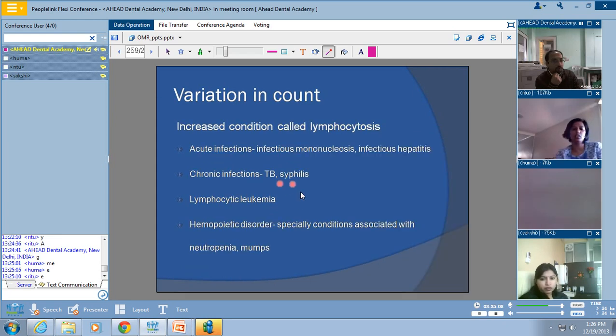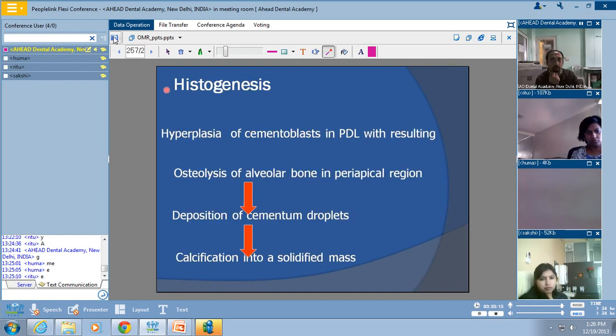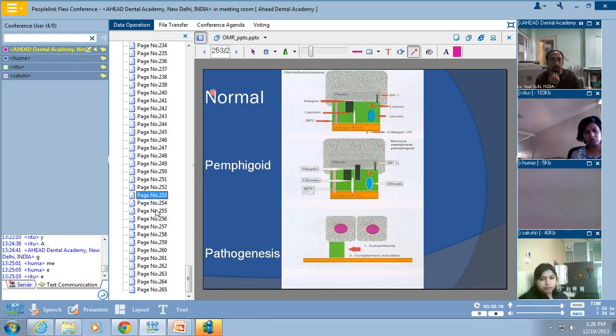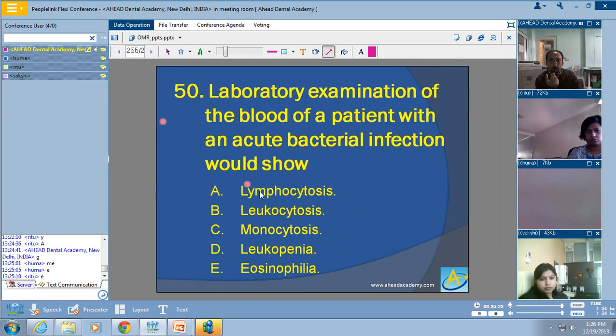Okay, so what is your answer then? So what is now your answer? Can it be eosinophilia now? The correct answer obviously is either monocytosis or lymphocytosis. But okay, it has to be leukocytosis, because WBCs are increased. So of the two, the better answer would be leukocytosis. Is it clear? Why leukocytosis? When WBCs increase, we call it leukocytosis. Okay?